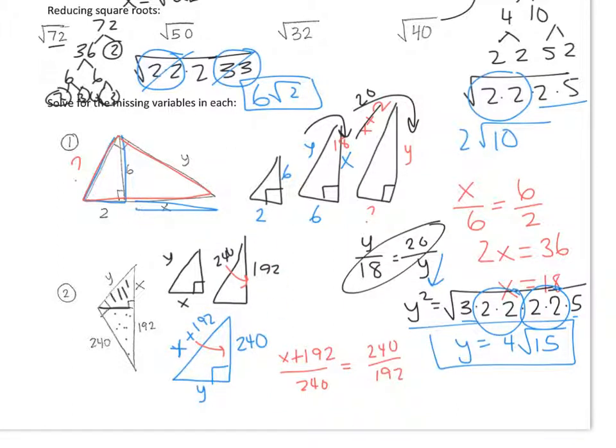Once I have what x is, plug x back in right here and right here, and then you can use that to solve for y. You could also use this, if I plugged x back in right here, I could also use the Pythagorean theorem to solve for y. What other way do you think is easier?